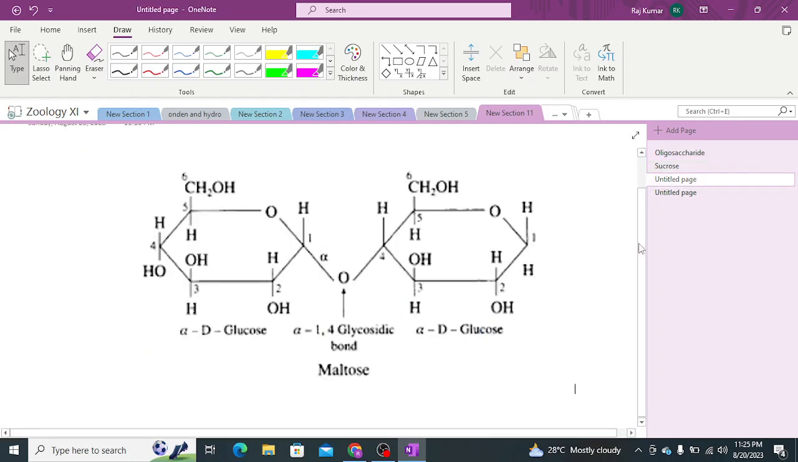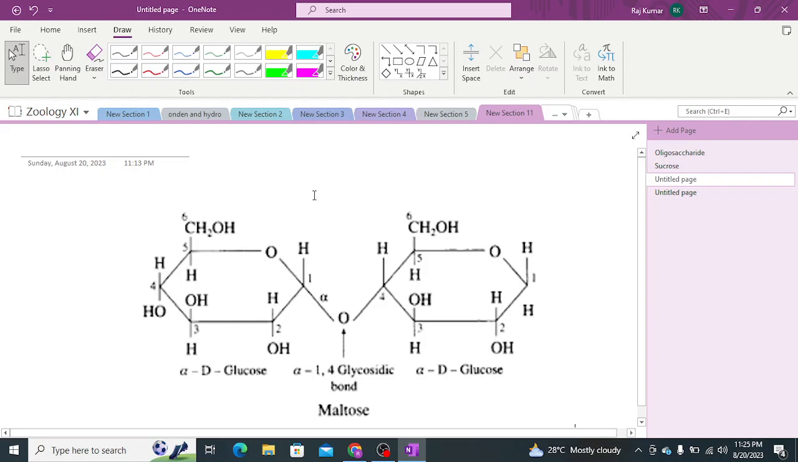And now we are going to move forward towards the reducing sugar, which is maltose. Maltose is also known as malt sugar. This malt sugar is an intermediate sugar between starch and glucose.